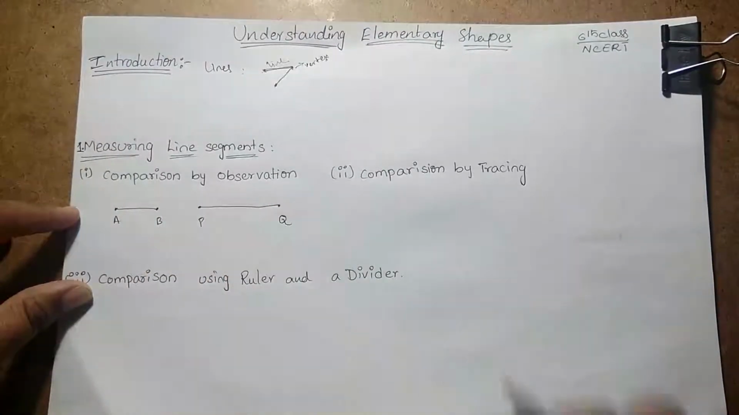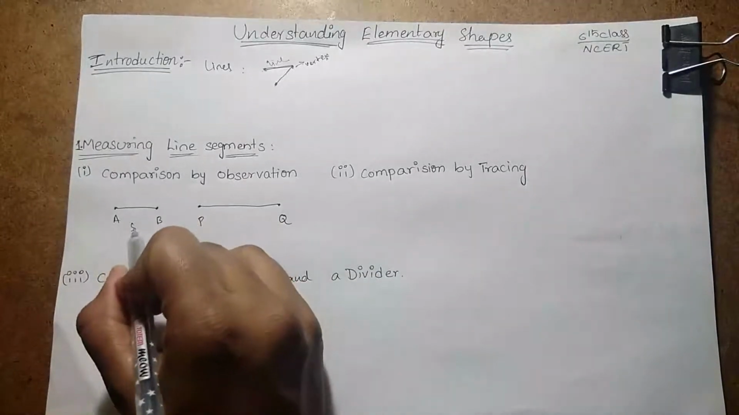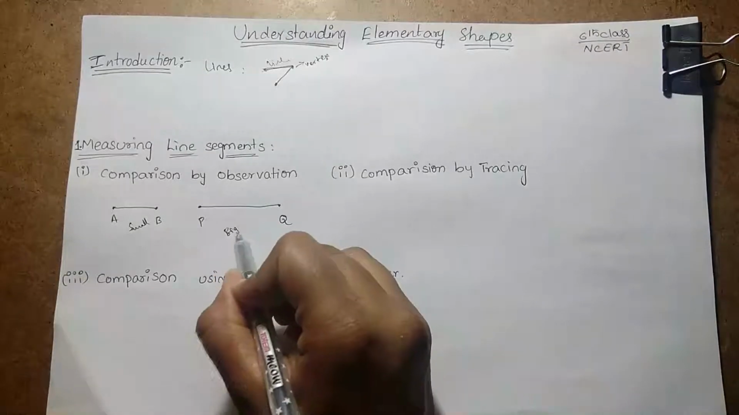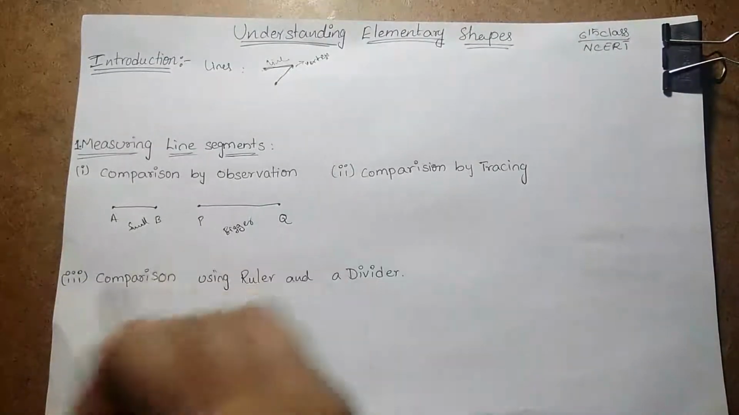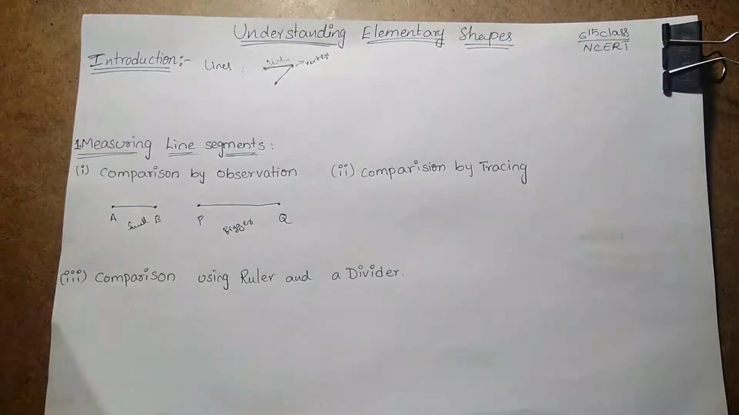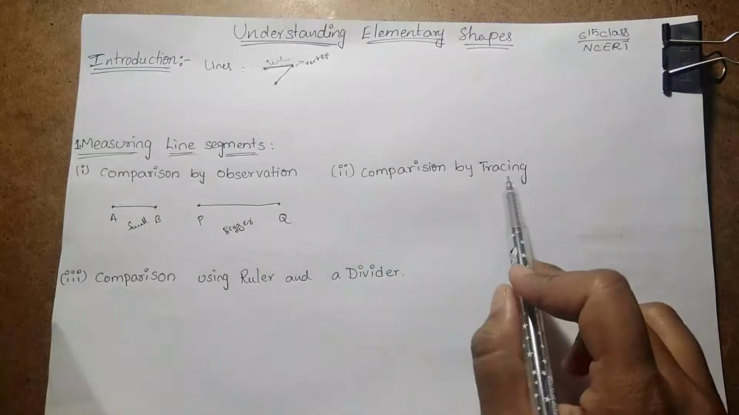So now you can say easily by observing which one is greater. This is the smaller one and this is the bigger one, because by observing we can say easily that one is bigger and another one is smaller. Next, coming to comparison by tracing.